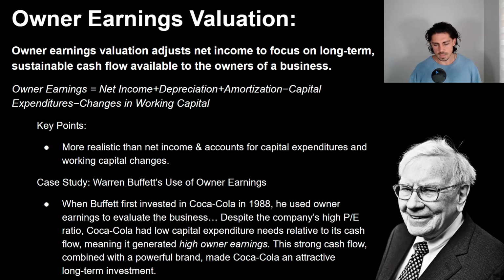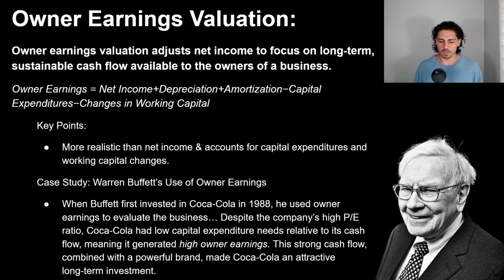Okay, so our first one is owner earnings valuation. This is one of the more famous ones that Warren Buffett is famous for using. It basically adjusts net income, like a typical net income metric, to focus on long-term sustainable cash flow to the owners of a business. Because ultimately, what is a business for? A business exists so that the owners of the business receive money, right? And that's what Warren Buffett likes. Turtle overlord. He likes money, right?